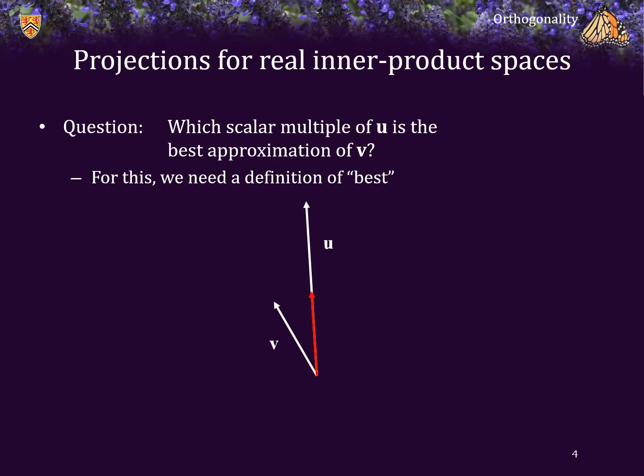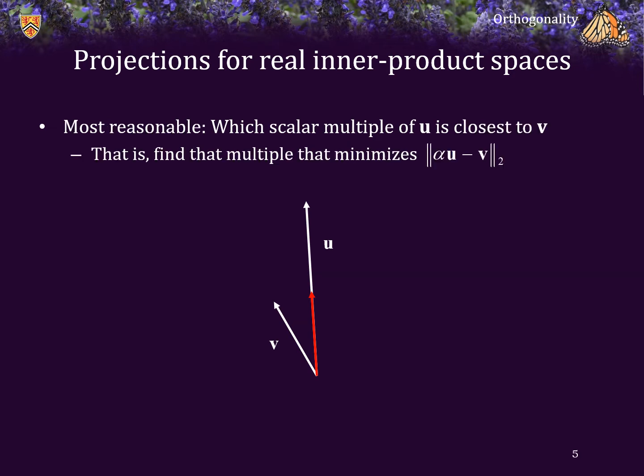Well, for this we need an explicit, quantifiable definition of best. So therefore, a reasonable definition is which scalar multiple of u is closest to v. And of course, closest here means distance. And the distance between two vectors, alpha times u and v, is calculated by the 2 norm of alpha u minus v.